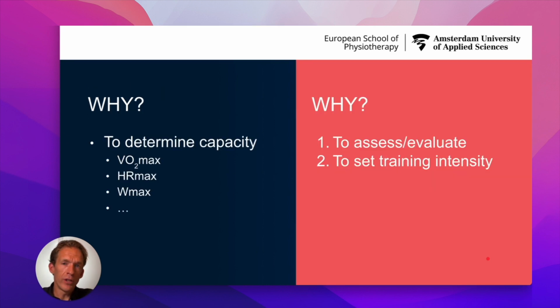Now, so why do you want to have someone's maximum capacity? That could be the VO2 max in many cases. Like I said before, aerobic capacity is usually measured through VO2 max. That is still considered to be more or less the golden standard. But also heart rate max or maximum workload, in case the max test was done on a bike, could be interesting variables to use later on.